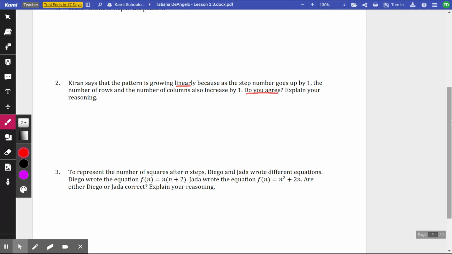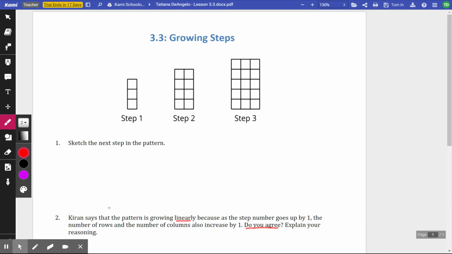So you could say, no, neither of them are correct, or one over the other is correct. Or you could say both of them are correct. So you need to explain your reasoning. That's what 3.3 is asking you to do.